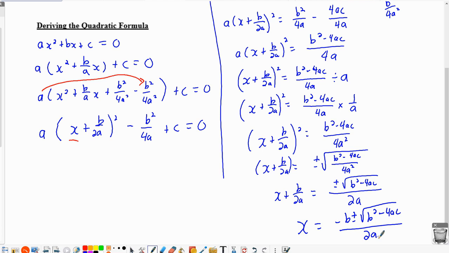I just brought the b over 2a over. It already had a common denominator, and there it is. Now, when you first saw that in grade 10, most of the grade 10s get very upset. They're like, are you out of your mind?